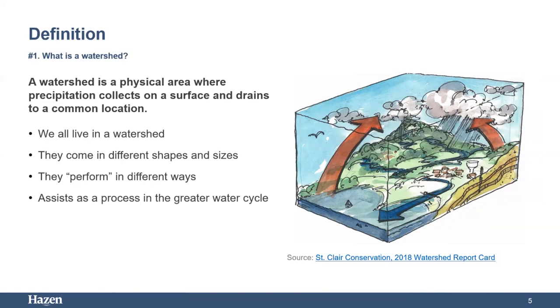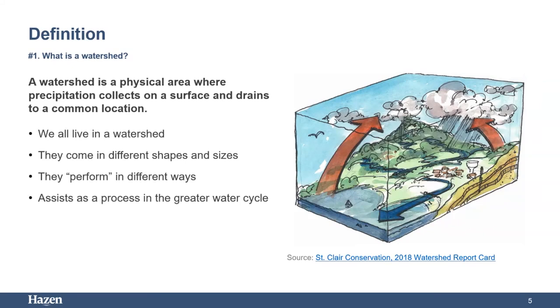Now, all of these watersheds effectively perform in different ways. They can stay above ground, or in some cases, they can retreat underground. An example of a watershed draining to an underground system or an aquifer is Austin, Texas, where that city relies on the Edwards Aquifer as its primary drinking water supply. So all of these surface collection systems drain the precipitation to a common point, where we live and where we play.